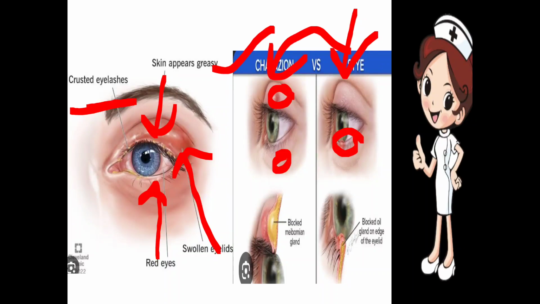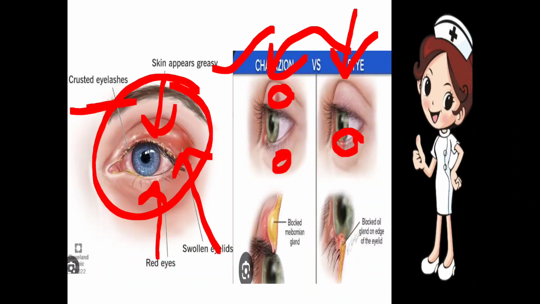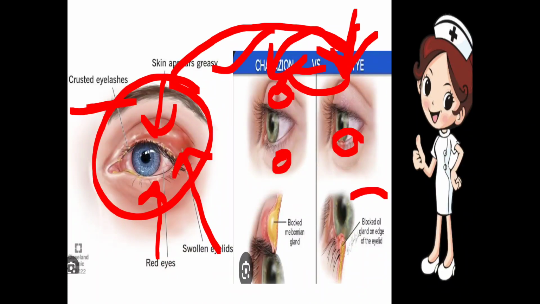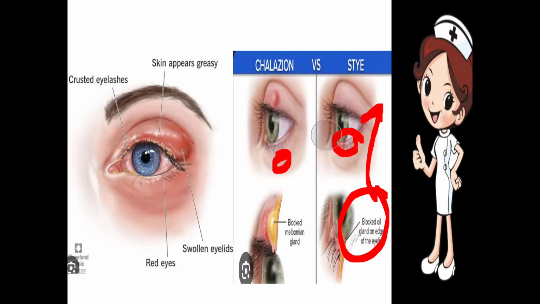Okay, if the blepharitis is not treated for a long time, then it will convert into the stye, and then the stye will convert into the chalazion. Stye occurs when there is a blockage of oil glands. When there is a blockage of the meibomian gland, then the chalazion takes place.